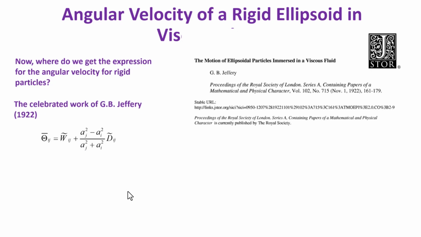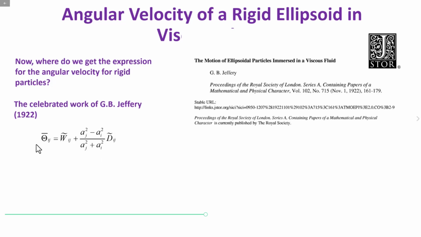Jeffrey's work was published 100 years ago in Proceedings of the Royal Society of London. I recommend that you download a copy of this seminal paper. A significant result that we will use is the angular velocity expression. To summarize the angular velocity result from Jeffrey, it's this one.